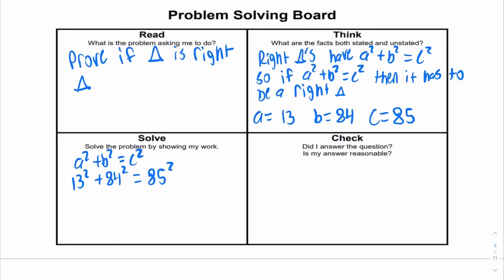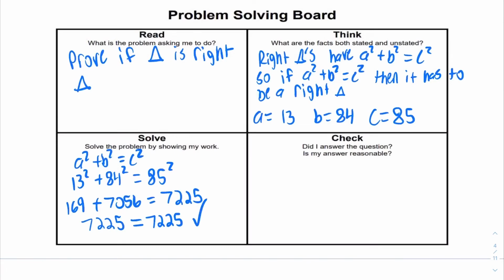If these two sides, once we use our calculators, are equal, then we have a right triangle. Alright, I'm going to write each number individually just in case you don't have a great calculator. 13 squared is 169. 84 squared is 7056. And 85 squared is 7225. Then let's add together the left side. The two left numbers together make 7225. And the right number is 7225. Since those two things are equal to each other, we're right. That last part, that was the check.